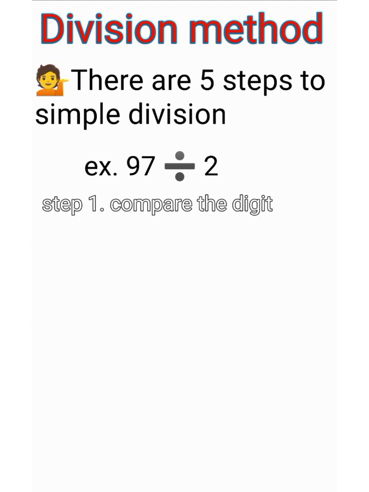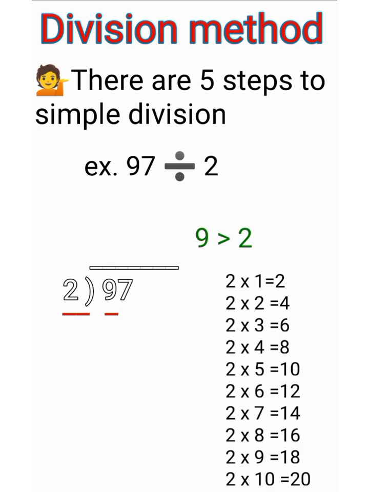Step 1, compare the digit. Here in 97, we compare the leftmost digit of the dividend, which is 9, with the divisor 2. Here 9 is greater than the divisor 2. It means we can divide it.